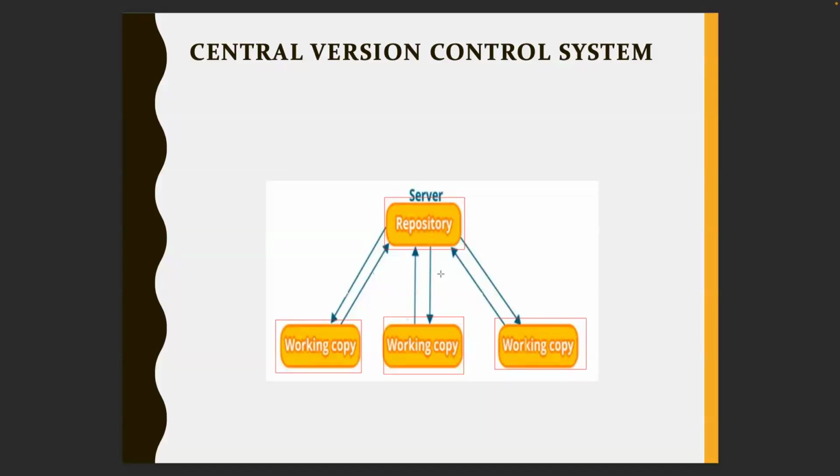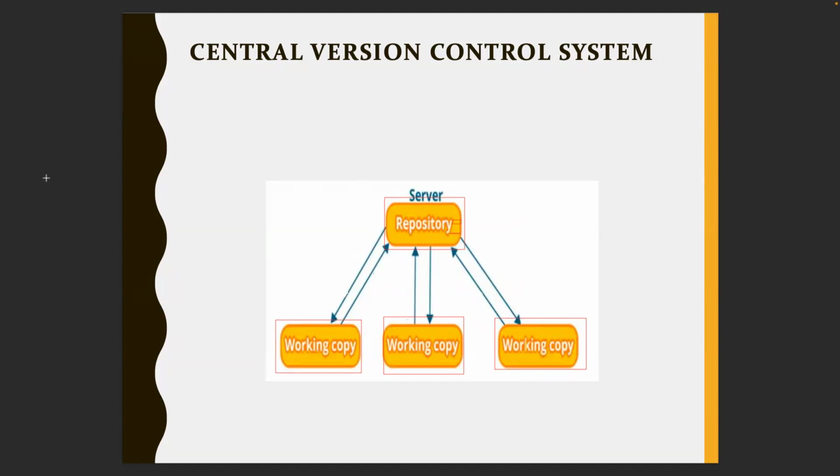This is the workstation of each individual user. And if you want to make any changes to this repo, you pull the code, get the code from this remote repository to the local computer, make the changes, right? Make the changes here and put the changes back. That's a simple architecture of a central version control system.